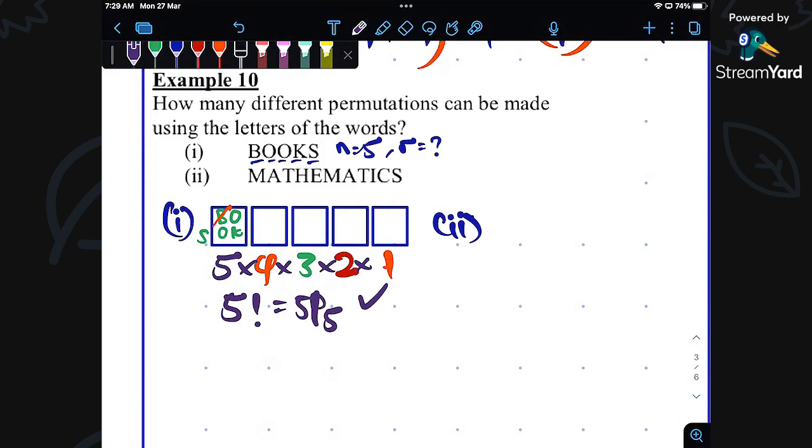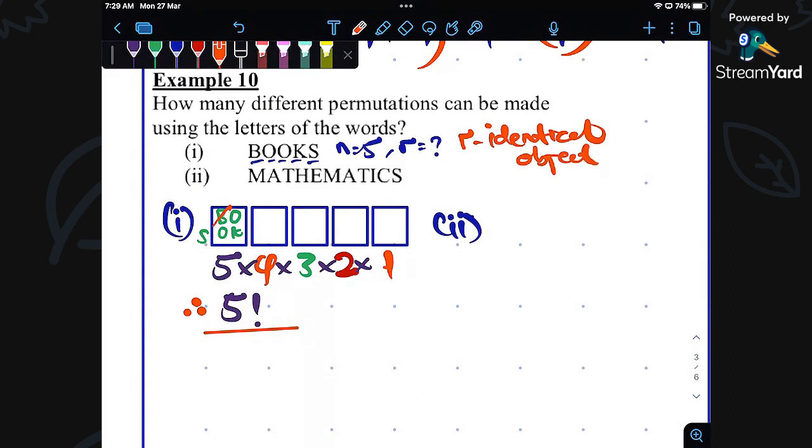So you understand all these things perfectly already. But our answer is no longer just 5P5. Our answer is actually 5P5 divided by something. This is where we need to find the identical objects. So R is the identical object now. You have to see which alphabets are the same here. The same alphabet here is OO. OO has 2 alphabets, so we put 2 factorial down there. And so the answer is 5 factorial divided by 2 factorial.